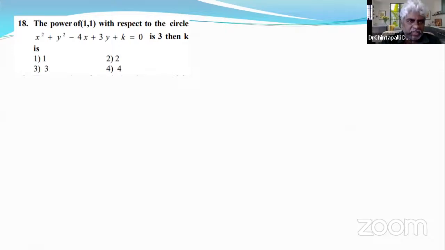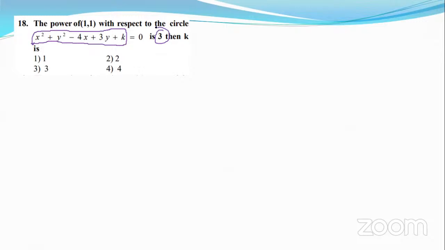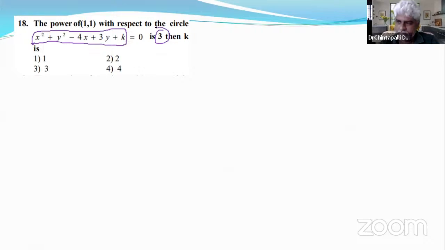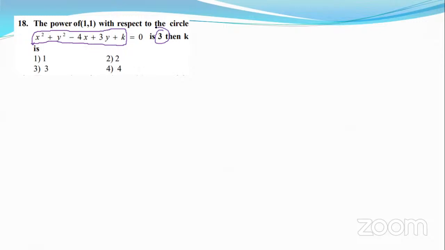Just substitute. I will explain clearly what the power of a point is in the next class. But for now, in this part, substitute (1, 1) and equate it to 3 to get the value of k. 1 plus 1 minus 4 plus 3 plus k equals 3. 2 minus 4 plus 3 plus k. So k equals 2. Very good, Sai Kumar.